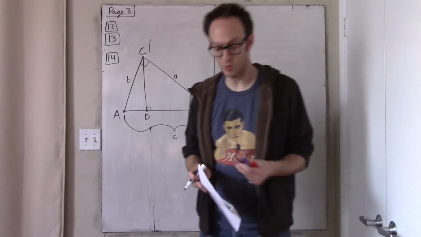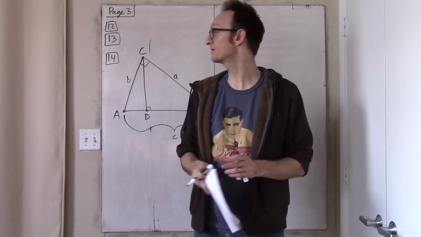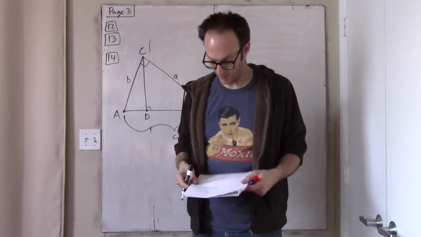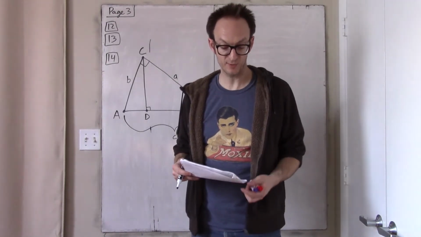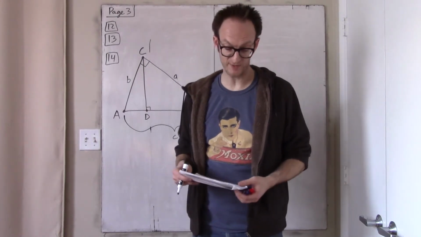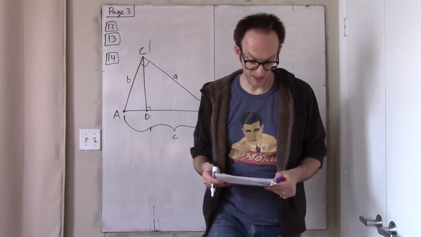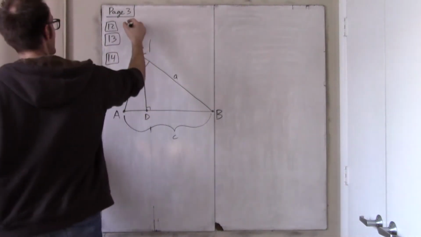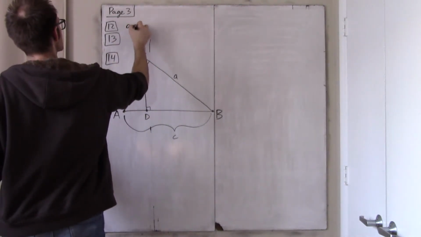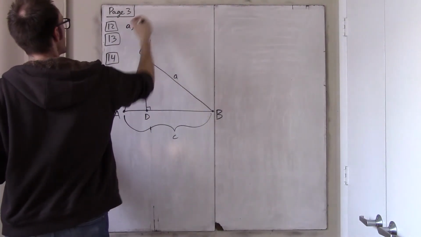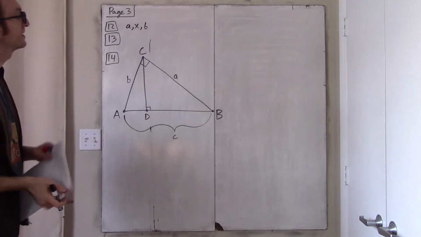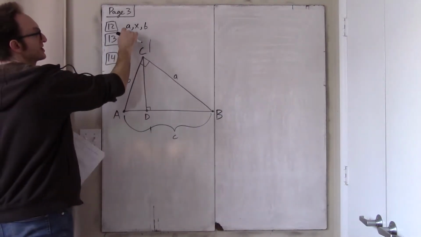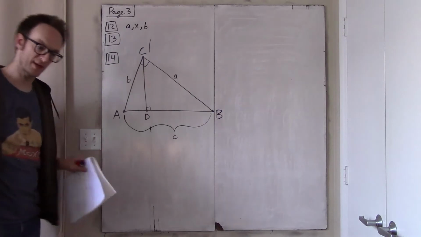Okay, hello. We're going to work our way through some more problems from this sequences and series packet. Here we go, we're on page 3 now, and here's what it says. Number 12 says, find x if the sequence a, x, b is arithmetic. I already did this in a previous video. So, what is this number x such that a, x, b is an arithmetic sequence?